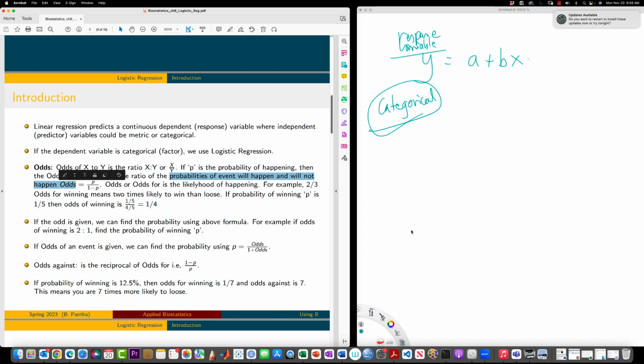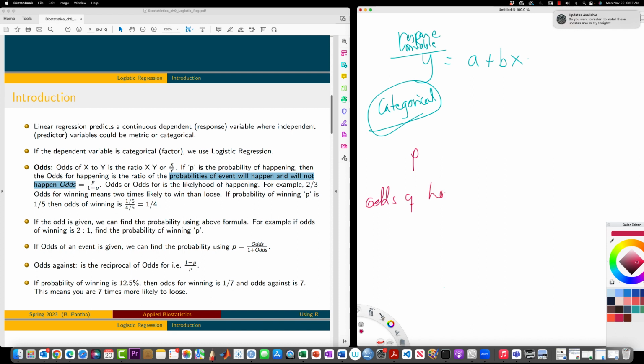So if P is the probability of happening, then the odds of happening is written as P over 1 minus P, because the bottom one, 1 minus P, is the losing, right? And P is the win, or happening, divided by not happening. That's the odds of happening. So the odds of winning is the probability of winning divided by the probability of losing, because 1 minus P is the probability of losing. That's the odds of happening, or odds of winning, formula.